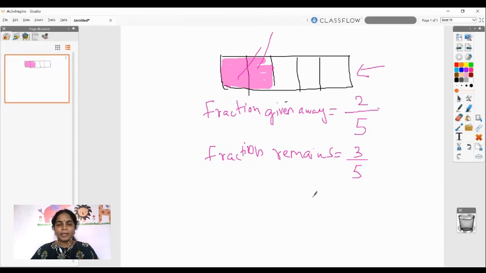I hope this clarifies a basic fundamental concept about fractions, and thereby you look at the fractions in a proper way when you're trying to solve them.